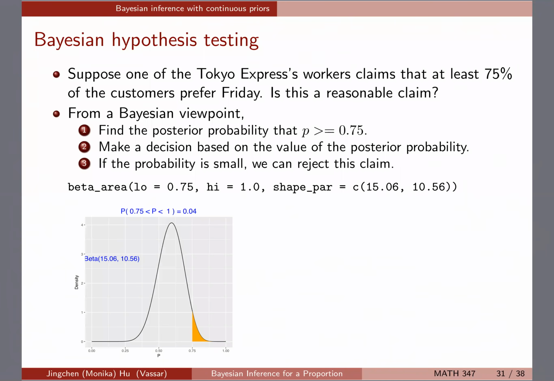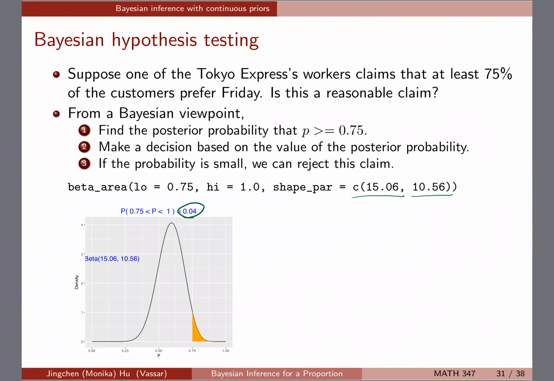If you want to use the package, you can do this beta area. You can try it later on. Notice here that these two are the posterior parameters, because now we're summarizing the posterior distribution. This is one thing you can do. And when you do it, the probability is pretty small, right? This is saying that the probability that P is greater than or equal to 75% is about 0.04. So this is a really low probability.